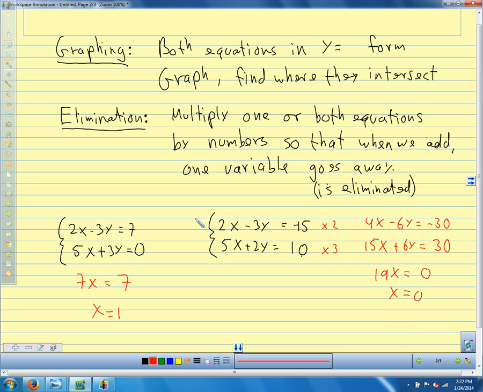You can plug that into either one of these equations. So I'll plug x equals 0 into the bottom equation. So I get 5 times 0 plus 2y equals 10. So y equals 5. And my solution is the point (0, 5). And if I plug that into either one of these equations, it all works out fine. So that would be my solution.